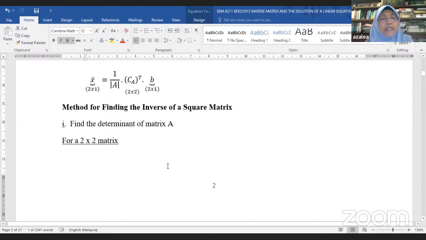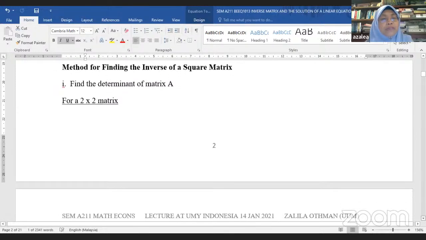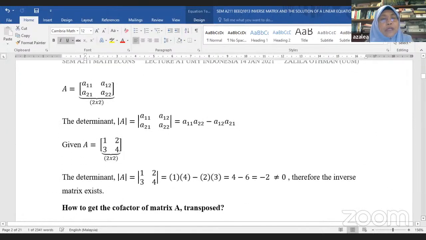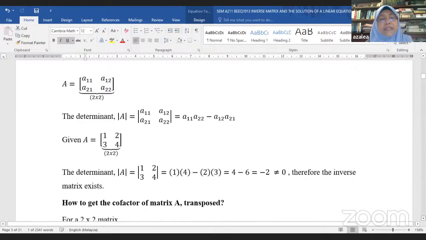So find the determinant of matrix A. We can start with a 2 by 2 matrix. Matrix A has these 4 elements. The determinant is calculated by multiplying the 2 elements in the principal diagonal, A11 times A22, minus the product of the 2 off-diagonal items, A12 times A21. For example, given A equals 1, 2, 3, 4, the determinant is 1 times 4 minus 2 times 3, which equals 4 minus 6 equals negative 2. We compare this with 0. This is not 0, so we can conclude that the inverse matrix exists.